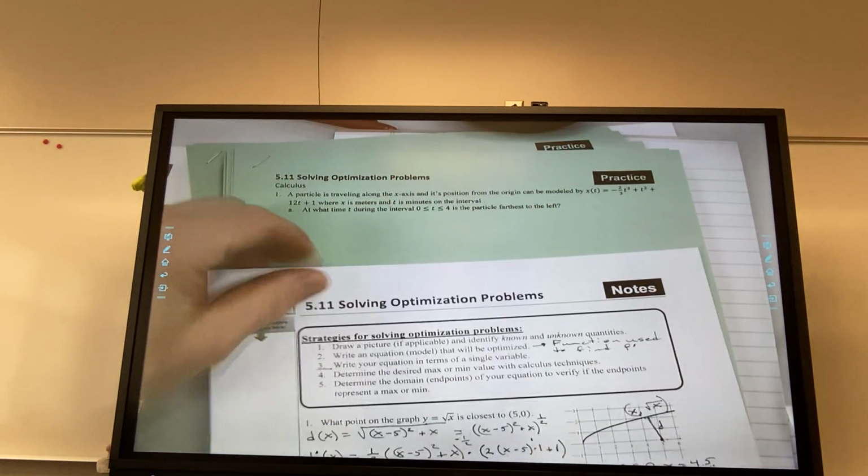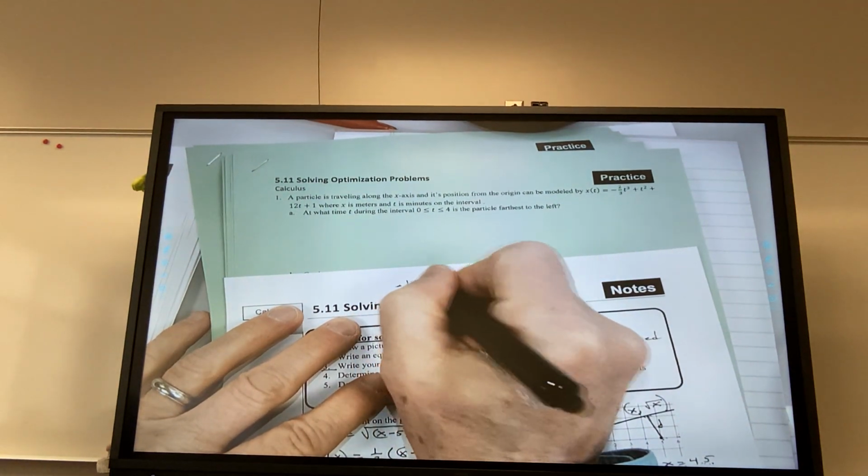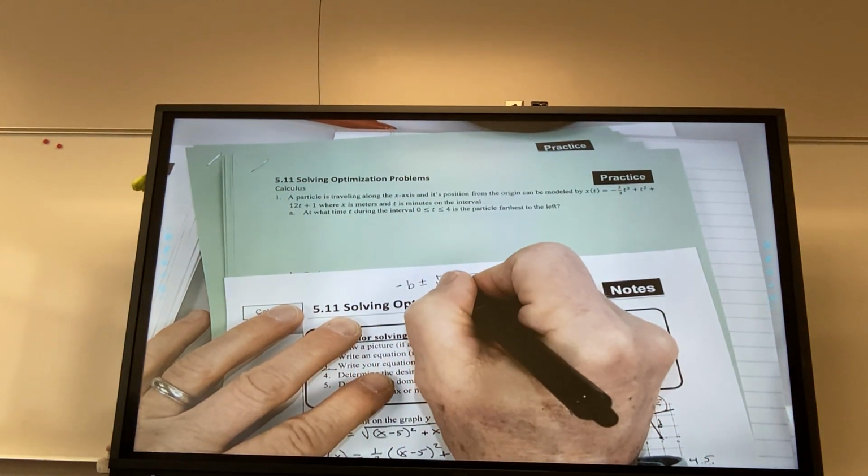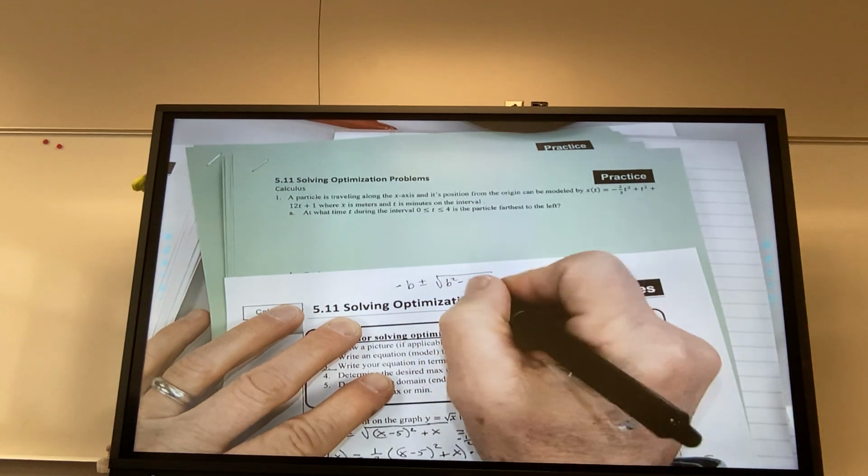It's not B of x, so it's not 81x, which is why there's no x in there, correct? I'm just using the coefficients.